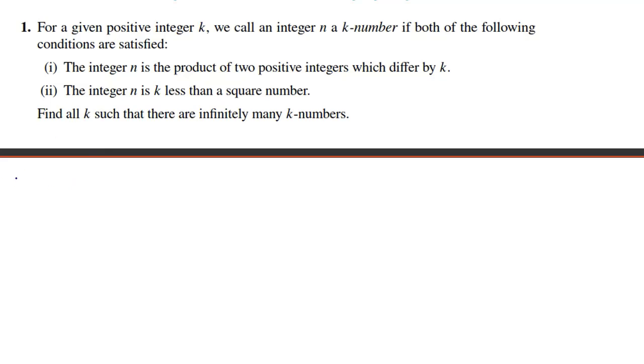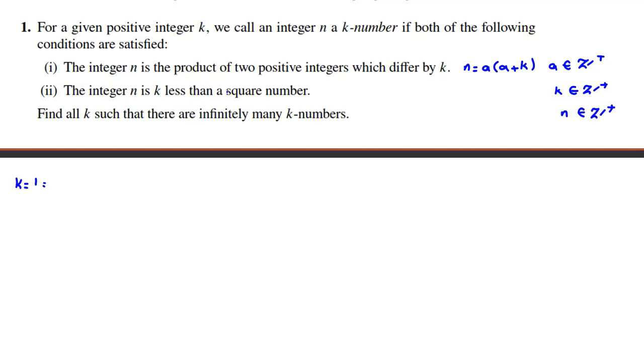So here, I want to use small examples, k equals 1. But first, the first part: the integer n is the product of two positive integers that differ by k. So a times a plus k, both of them are positive integers. And the problem says k is also a positive integer. So here you will understand n also has to be a positive integer.